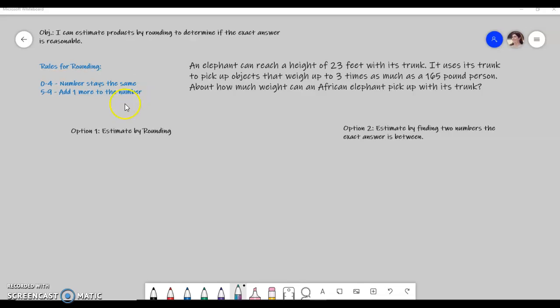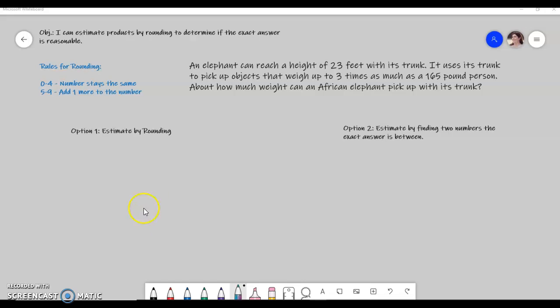First off, we have this lovely word problem. It says, an elephant can reach a height of 23 feet with its trunk. It uses its trunk to pick up objects that weigh up to 3 times as much as a 165-pound person. About how much weight can an African elephant pick up with its trunk?